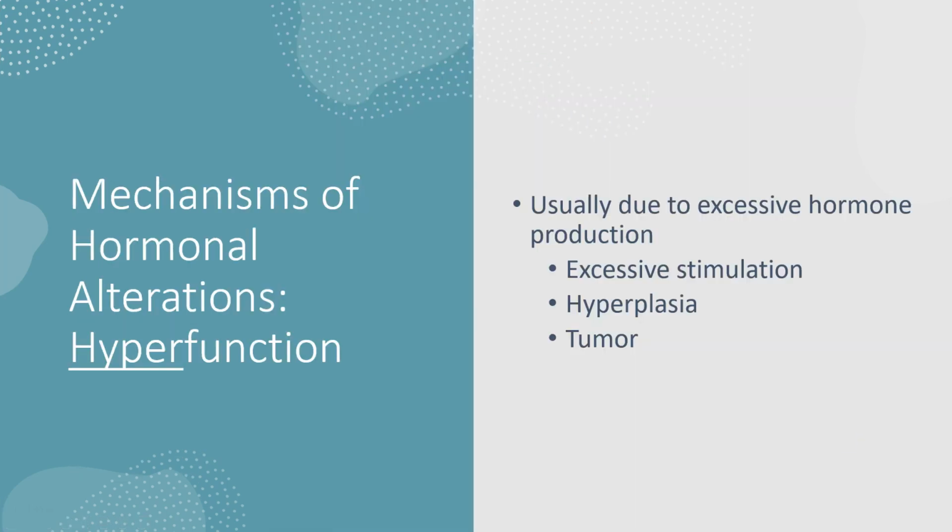And then you can also have hyperfunction of a gland. And this is where the effects of a gland are overproduced. This is usually because there is excessive production of a hormone. Either there's excessive stimulation, maybe coming from the hypothalamus or the pituitary gland. You could have hyperplasia, where you have an increase in the size of the gland, and so now you're making more hormone, maybe like with a goiter. Or you could have a tumor that is producing excess hormone. So this is an overview of the structure and function of the endocrine system.